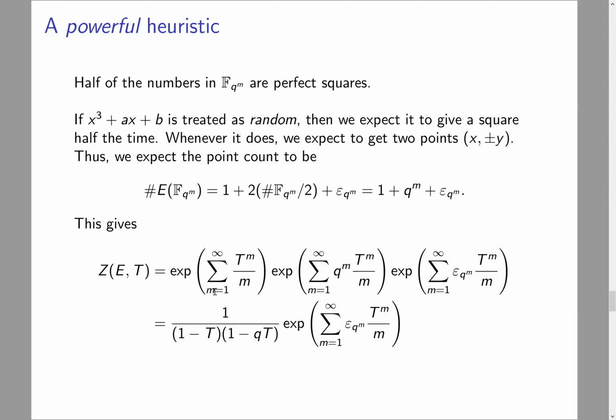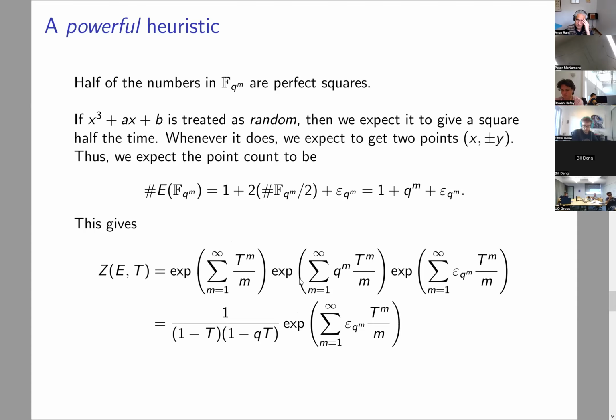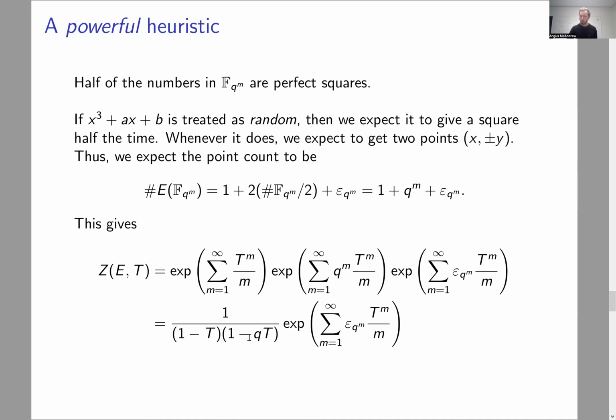So this infinite series, t to the m over m, that's negative log of 1 minus t. This middle one is negative log of 1 minus qt. And so exponentiating, I just get 1 over 1 minus t times 1 minus qt, times the exponential of the series with this error term.